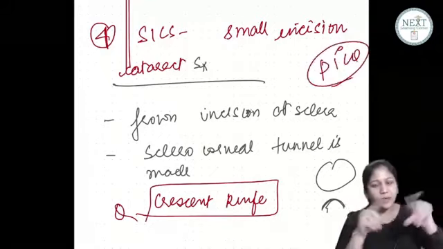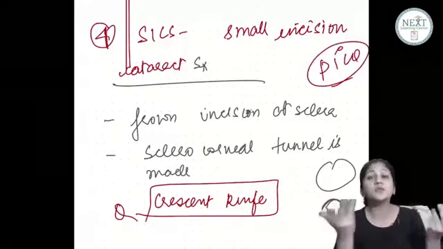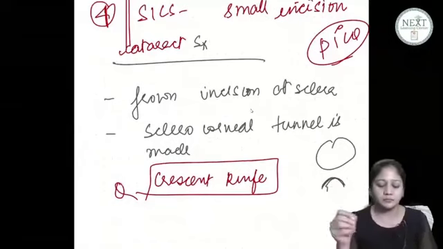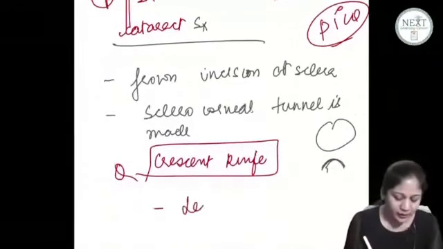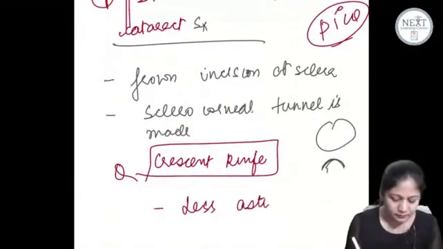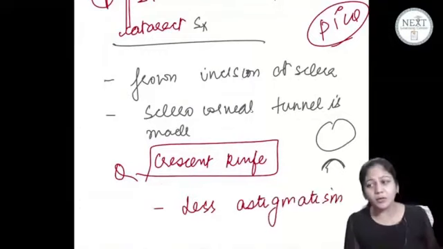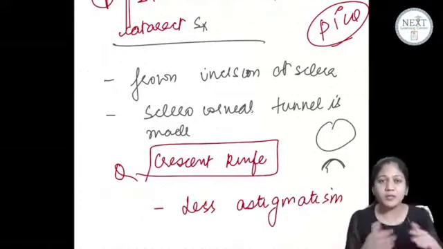They'll show you a small incision cataract surgery. They can ask you which procedure is this. And what is the advantage? Less astigmatism. But if they ask you which is better, this one or phaco, obviously you have to say phaco. Phaco is the treatment of choice.